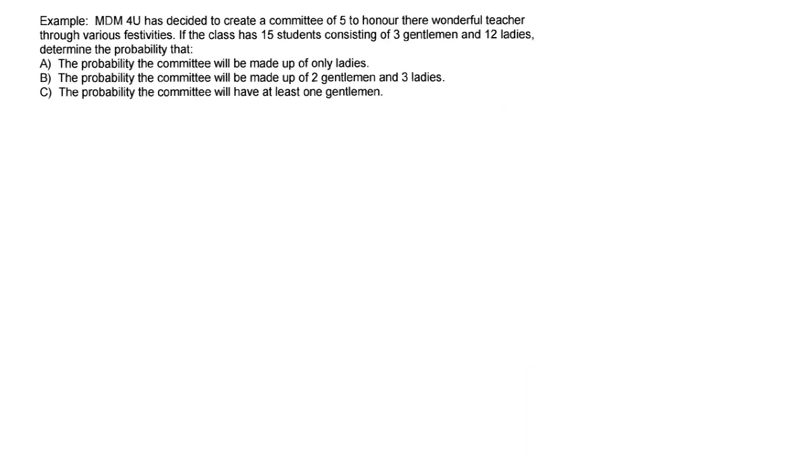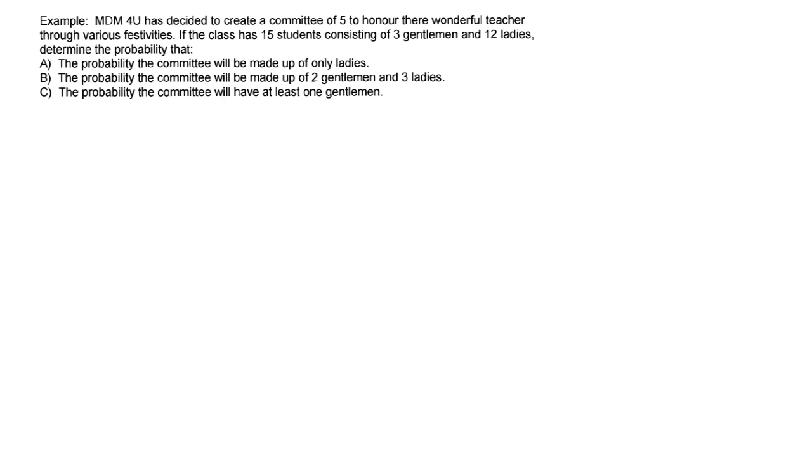All right, so let's review what we have here for our problem, okay? So we literally have a committee made up of 5 people, right? There's 3 gentlemen and 12 ladies, a total of 15 people, right? Now, what we want to do for part C here is we want to find the probability that the committee will have at least 1 gentleman.